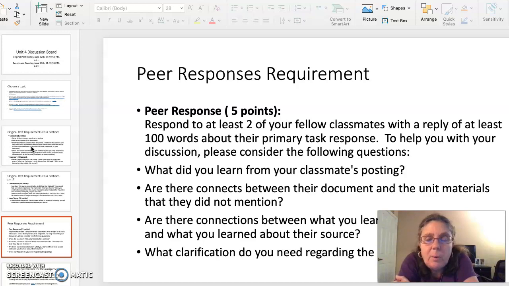Well, that's incredibly supportive. You want to go beyond that and you want to tailor your post to your classmates' post. And don't be intimidated by the 100 words, because if you tailor your post to your classmates' post and you answer the following four questions, you will have absolutely no problem meeting the 100-word length guideline. So what did you learn from your classmates' post? Are there connections between their document and the unit materials that they did not mention? I love that question. It's a thinking outside the box question. Are there connections between what you learned from your source and what you learned about their source? And finally, what clarification do you need regarding the post?